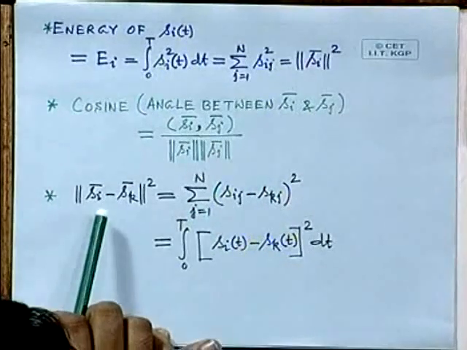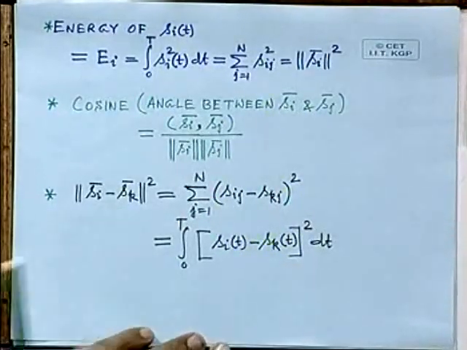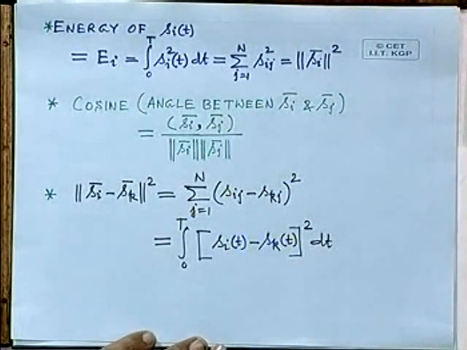And then the square norm of the difference vector between Si and Sk, whenever necessary, can be expressed in this manner. These are just simple identities I would like you to verify for yourself, to save time. I hope you will be able to do that. If there is any problem you can let me know later on.